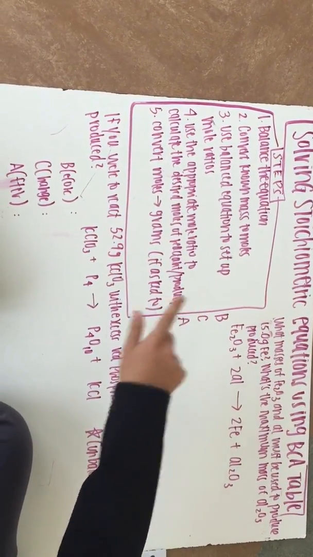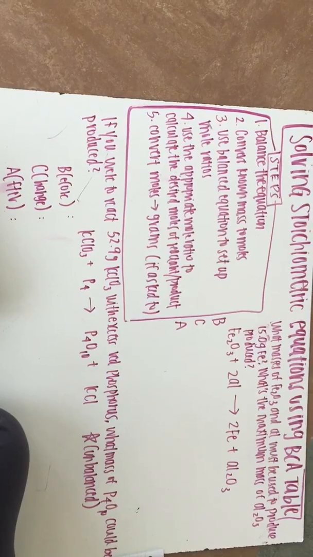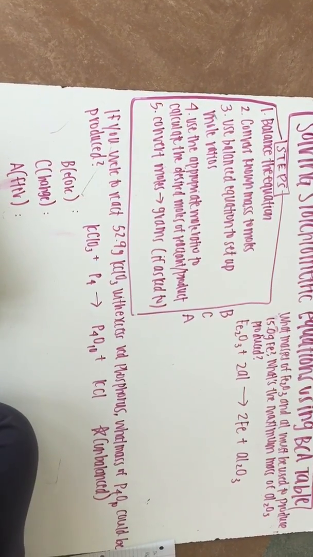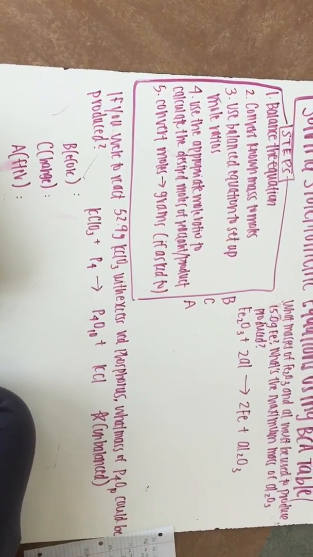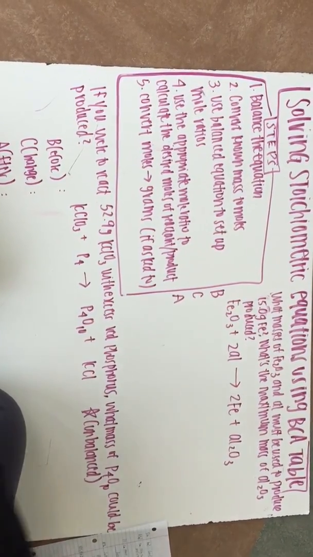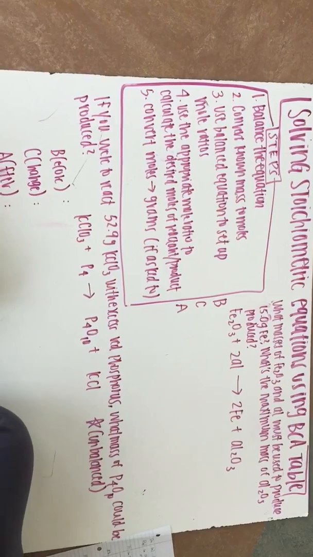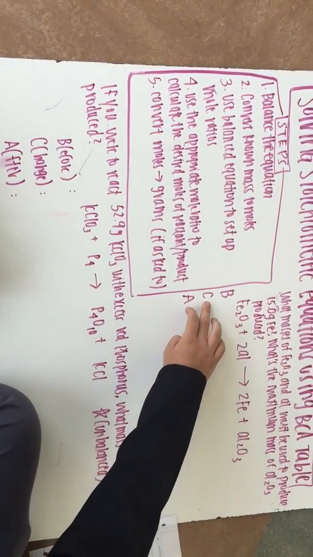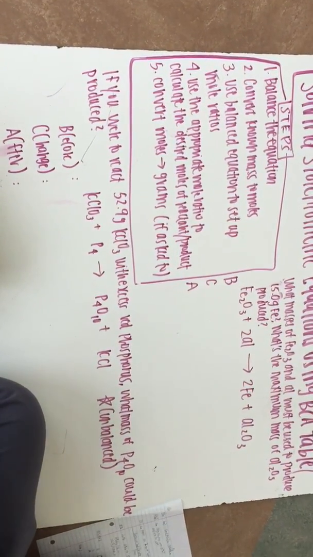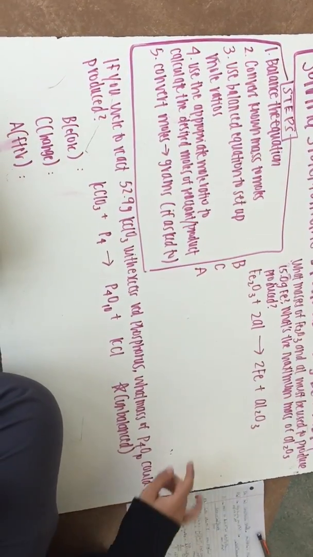1, balance the equation. 2, convert the known mass to moles. 3, use the balanced equation to set up the mole ratios, which is for the change row. Then use the appropriate mole ratio to calculate the desired moles of the reactants or products, which is basically going from C to A. And then convert the moles to grams, or mass.